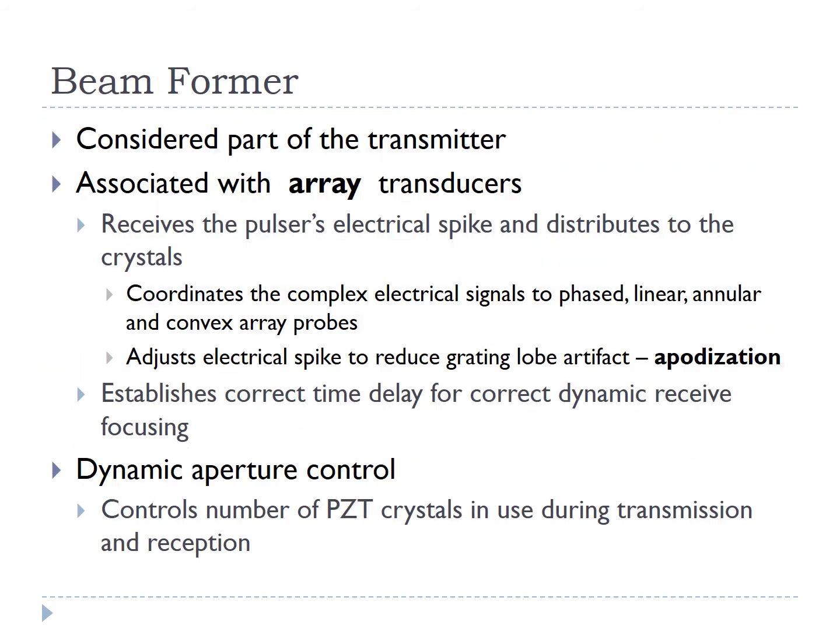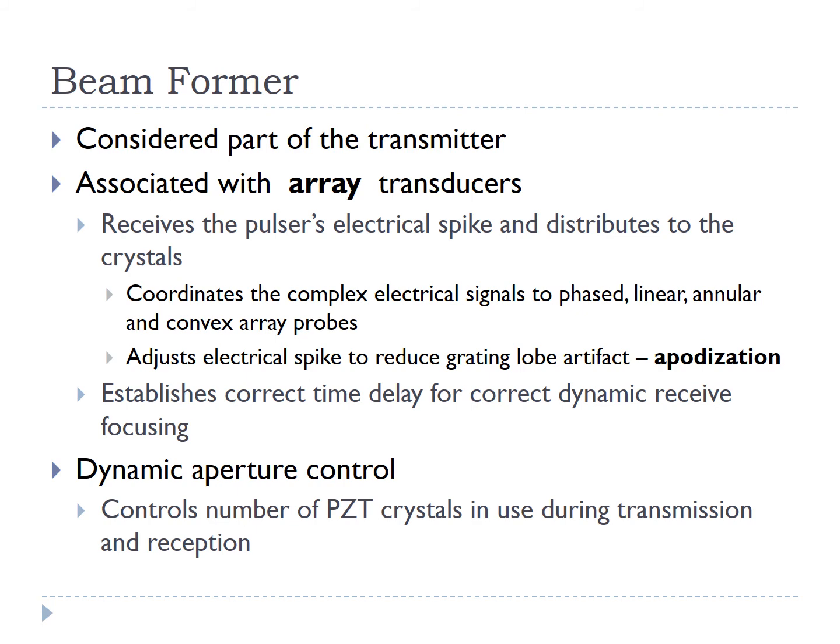The beamformer combined with the pulsar is considered to be the transmitter, and this is associated with array transducers. So again, beamformers are only in array transducer systems. The beamformer is responsible for receiving the pulsar's electrical waves and distributing it to the transducer. The beamformer is responsible for creating those complex steering and focusing patterns that move down the channels to the transducer. It also is responsible for apodization to reduce grating lobe artifact.